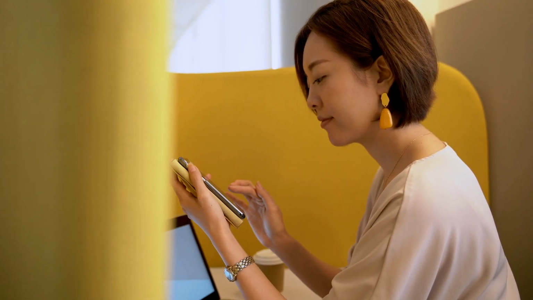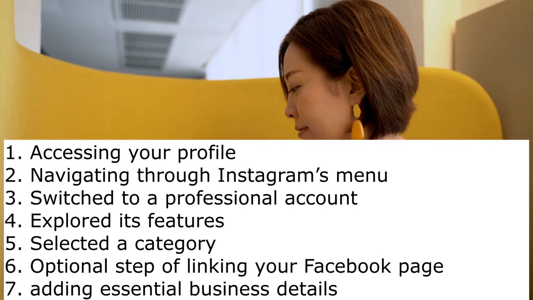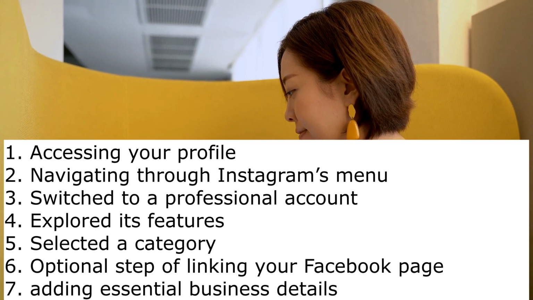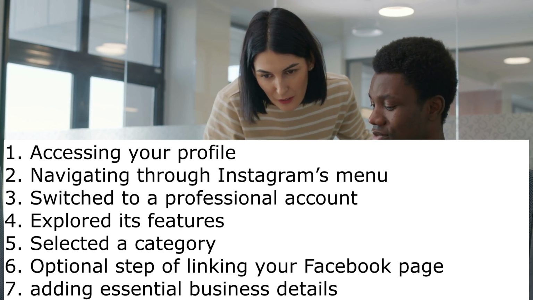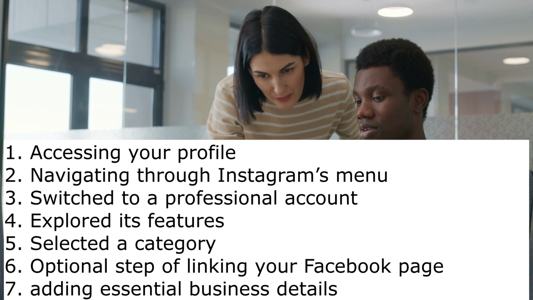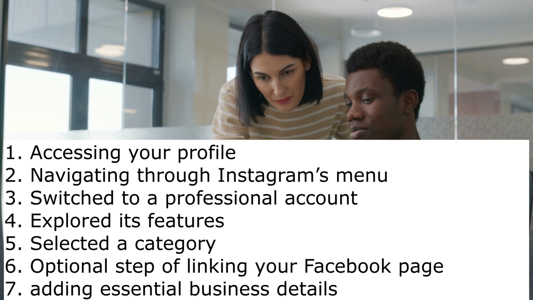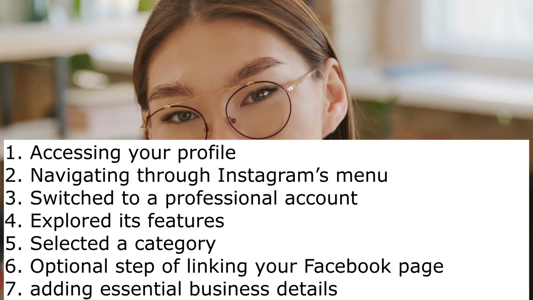In this video, we've walked through the simple steps to create a professional Instagram business page. We started by accessing your profile and navigating through Instagram's menu. Then we switched to a professional account, explored its features, and selected a category that suits your business. We also discussed the optional step of linking your Facebook page and finished by adding essential business details. With these steps, you're now ready to boost your business presence on Instagram and connect with your audience effectively.